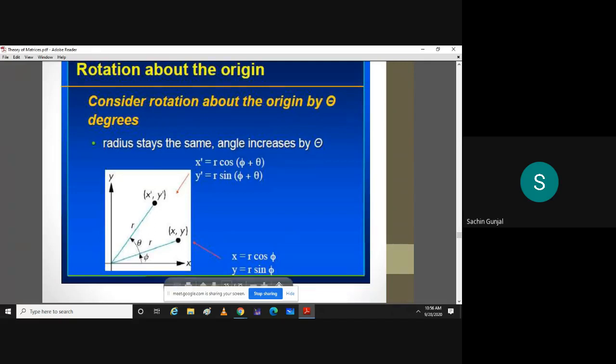Now, if we rotate this vector by an angle theta, we will have the resulting vector x dash, y dash. And how do you represent it? r cos of phi plus theta, isn't it? And similarly, y dash is equal to r sin of phi plus theta.